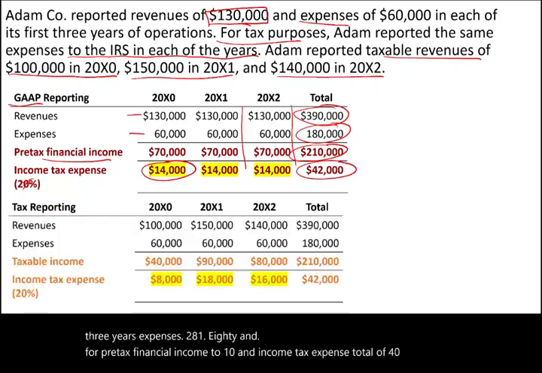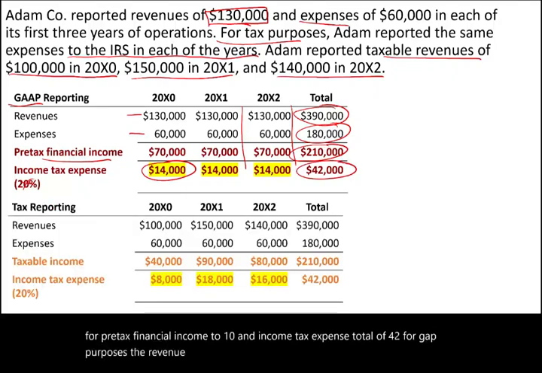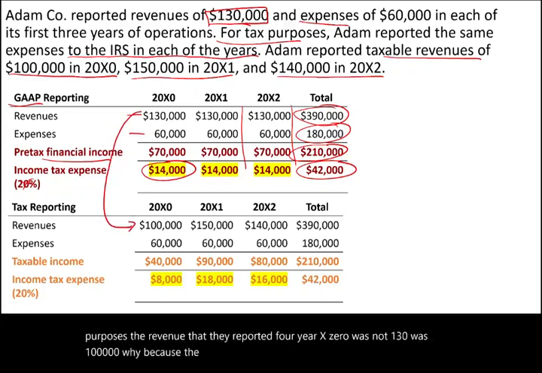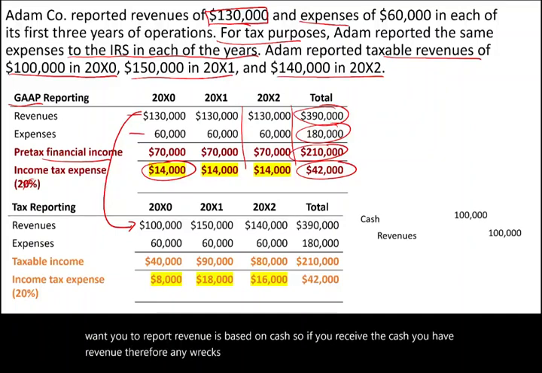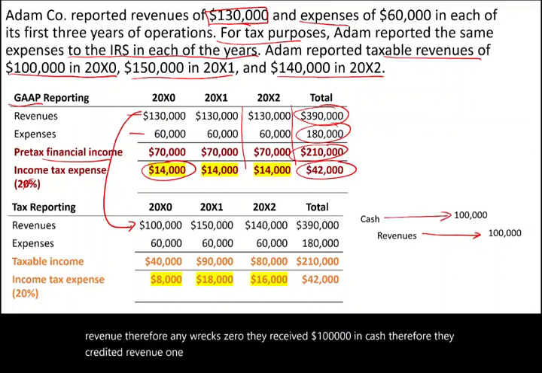For GAAP purposes, the revenue that they reported for year X0 was not 130, it was 100,000. Why? Because the way the IRS wants you to report revenue is based on cash. So if you receive the cash, you have revenue. Therefore, in year X0, they received $100,000 in cash. Therefore, they credited revenue $100,000 in total. They debited cash $100,000. So what did they do for GAAP purposes?